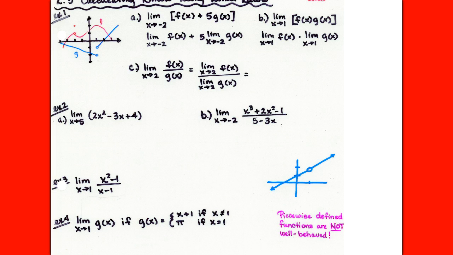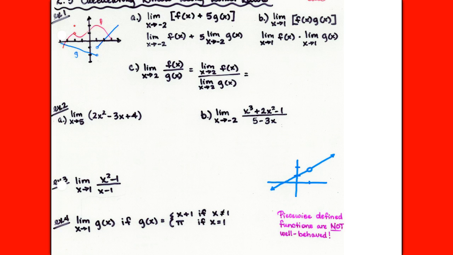Law number 5 says the same thing for division. If you have f of x divided by g of x, you can find the limit of f of x first, the limit of g of x second, and then just divide those limits to get your answer, assuming, of course, that your denominator doesn't equal 0 because you do have a fraction.